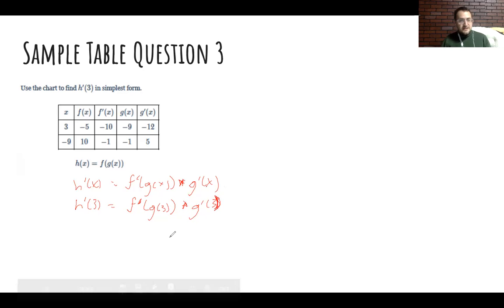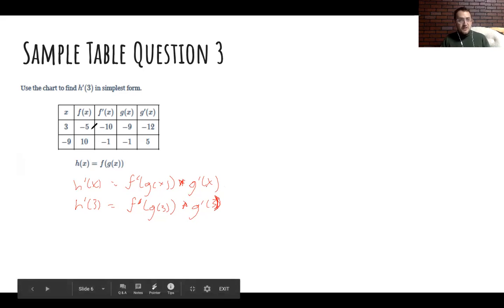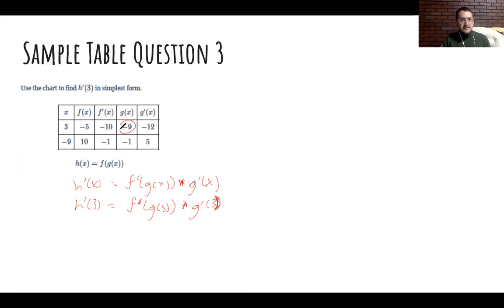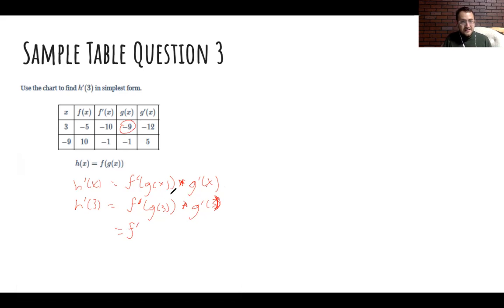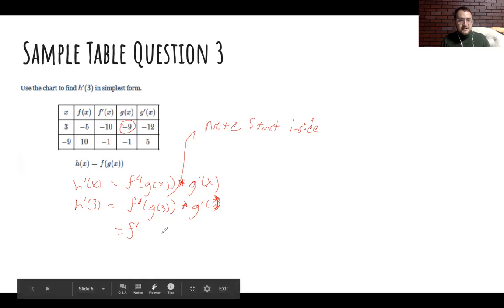All right, so I know what g of 3 is. So that's negative 9. So I start inside. This is just like how we thought about using u to model the chain rule and how we deal with the inside. So g of 3 is negative 9.